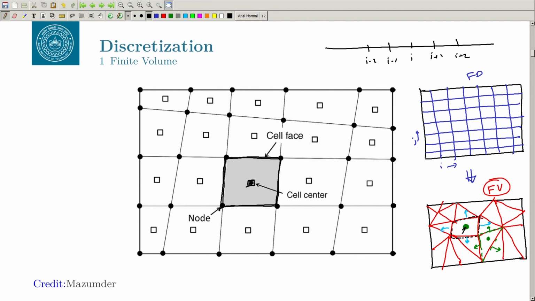Each cell will have faces, and then these are the nodes. Now, what happens? There are different approaches in finite volume also. Some are called vertex centered. There are 2 approaches basically, one is the cell centered and the other is vertex or node centered.